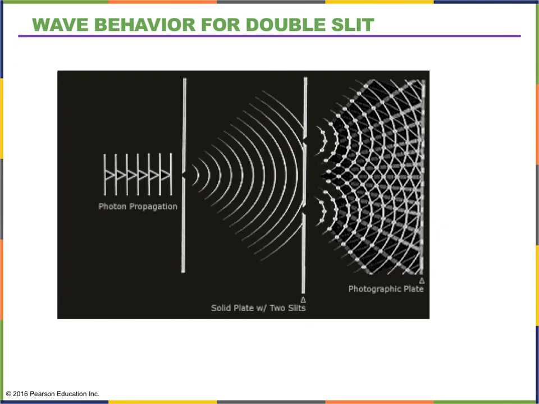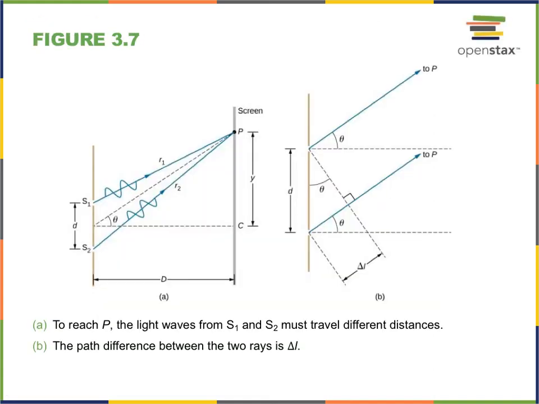Here's another picture of it. It's just nice to see it visualized in a couple different ways. Okay, so let's try to understand what's happening. We're going to come back to our idea that it's the path length of the light coming from the two sources that's really important, because we found that a difference in the path length can be linked to conditions for either constructive or destructive interference.